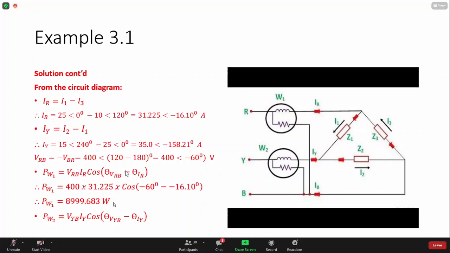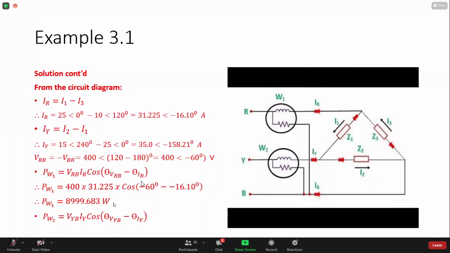All right, so now we have gathered all the data that we need in order to be able to solve the problem. Find the power read by each wattmeter. So the power read by wattmeter one is VRB times IR times the cosine of the phase angle between IR and VRB. All right, so that's what this equation is saying.